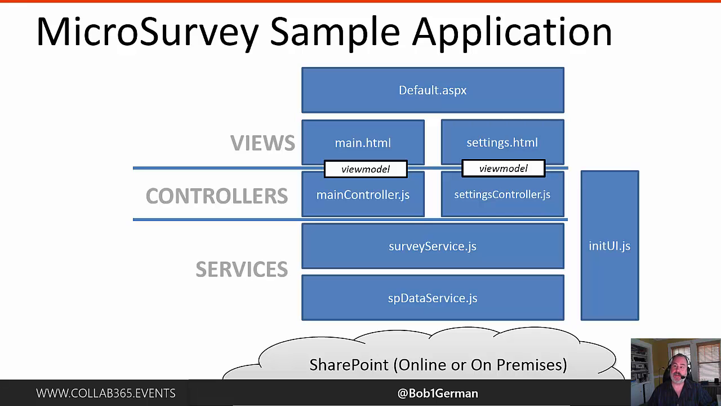Underneath of those, there's a survey service, which is a custom service that I wrote, which knows about surveys. It can do things like retrieve a question or store an answer. So it's kind of high level. Below that is another service I wrote called SP Data Service that knows more about SharePoint lists and libraries. So it can do things like ensure that a list is there that you need to use, or write a row to a list, or read a row from a list.